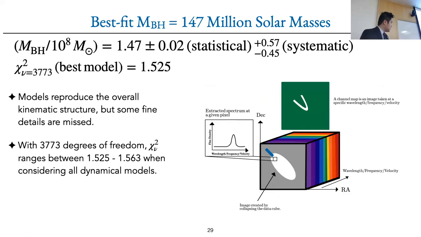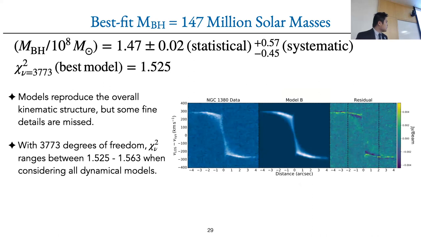The second visualization I'd like to show are what are known as position velocity diagrams, or other people might know them as rotation curves. So we're going to look at a plot of the rotational velocity of the gas along the long major axis of this disk. Like I said, here is a plot of the rotational velocity on the y-axis. This is distance from the center of the galaxy on the x. And you can see in the data here that the characteristic shape of a rotating disk is shown.